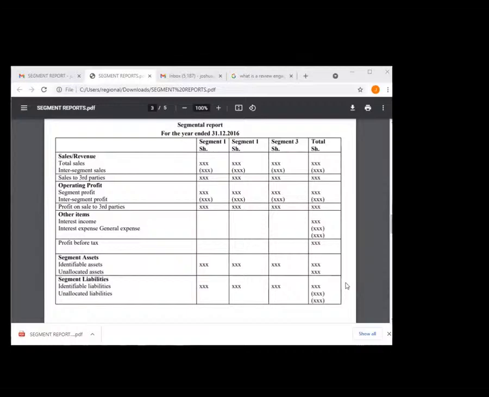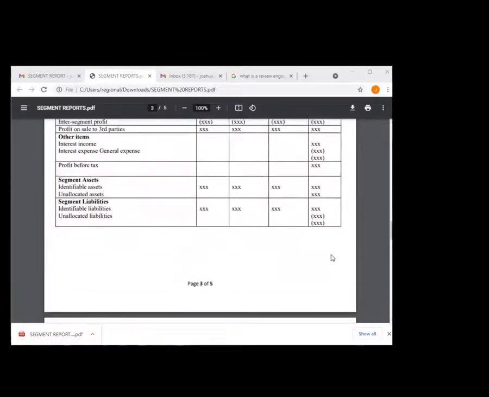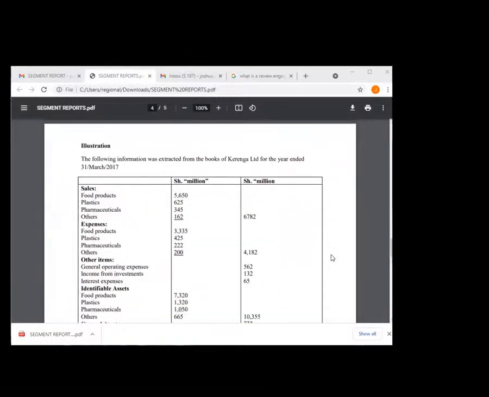Great. So the key thing here that I forgot up here, after you get profit on sale from third parties, we have what we call other items, where you slot in the interest income, which is positive, and then we have the interest expense, which will be captured here as a negative because it's a cash outflow, very important. So let's look at this illustration.